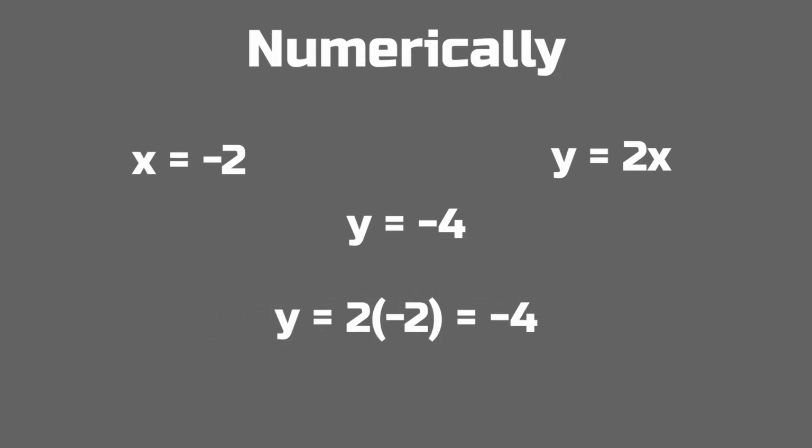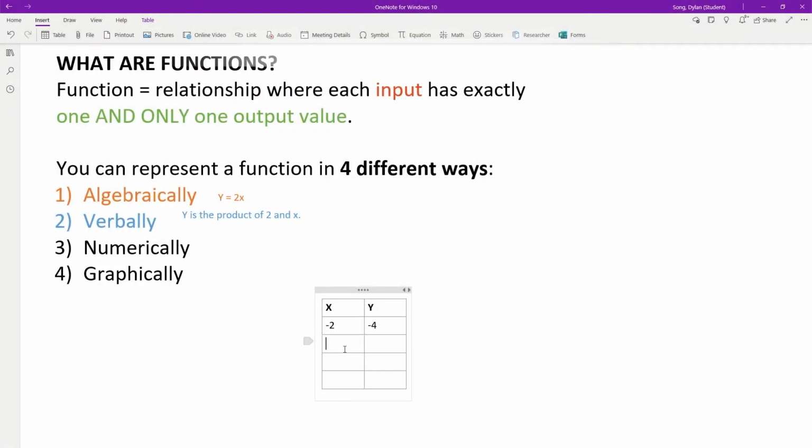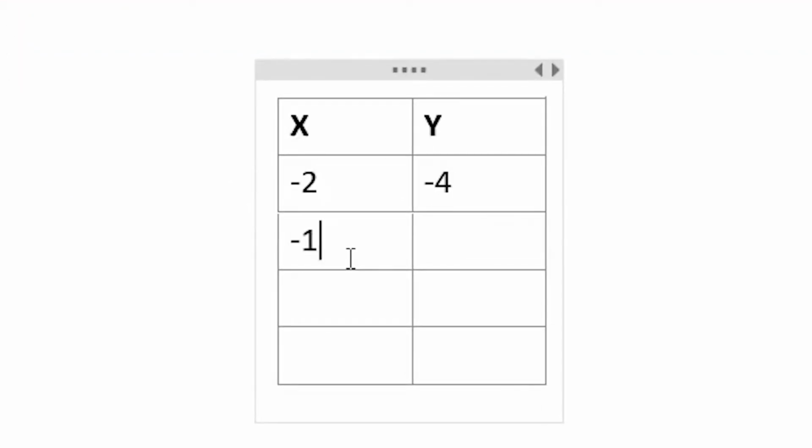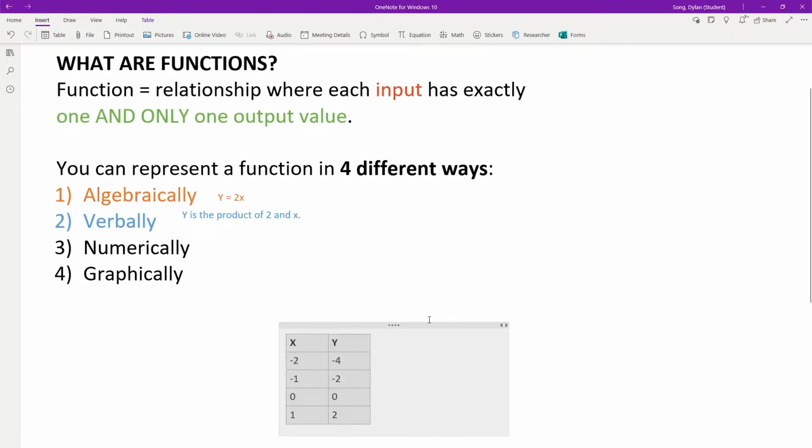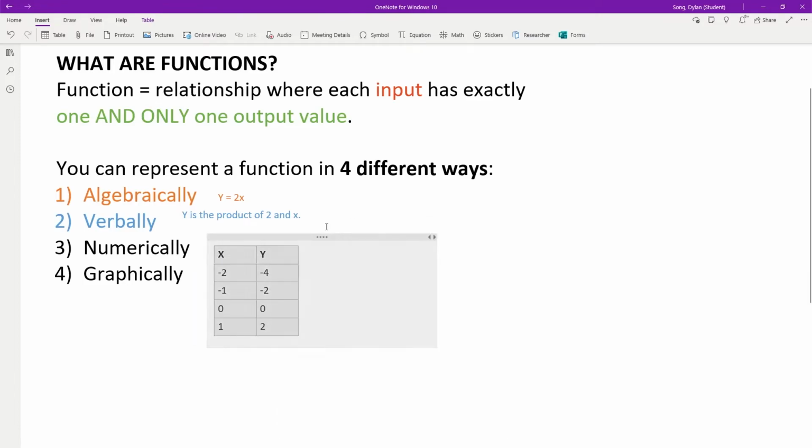And let's do that for some more points. When x is equal to -1, what would our output value be? Well, it would be -2 because -1 times 2 is -2. Let me repeat this for the other ones. So this would be 0 and 0, and then this would be 1 and 2. Okay? Does that make any sense? Let me put this right here. And now let's move on to a graphical way of expressing this.